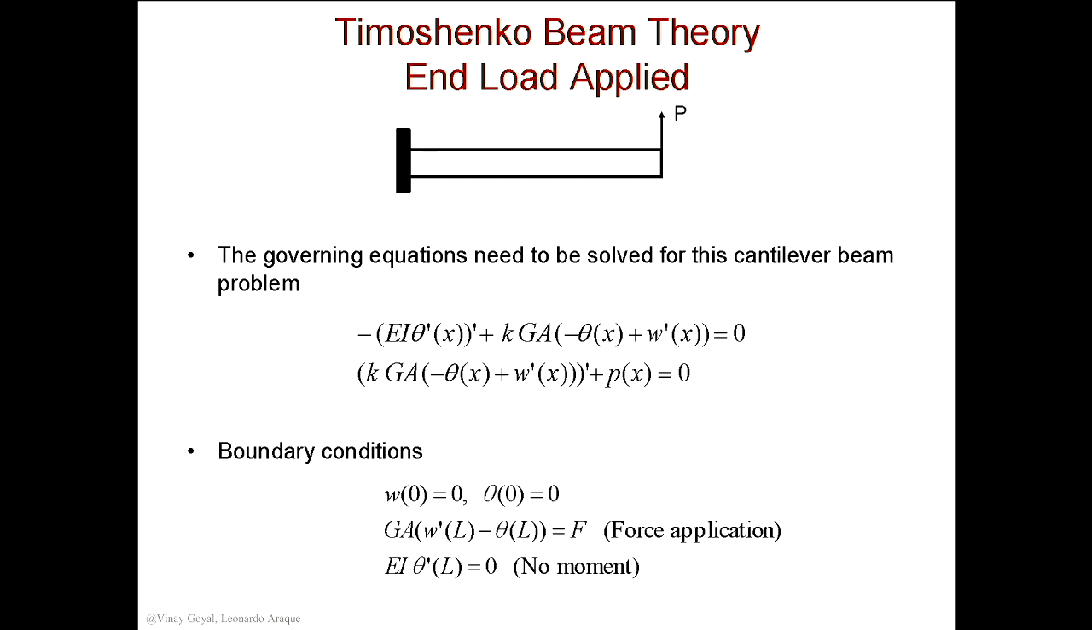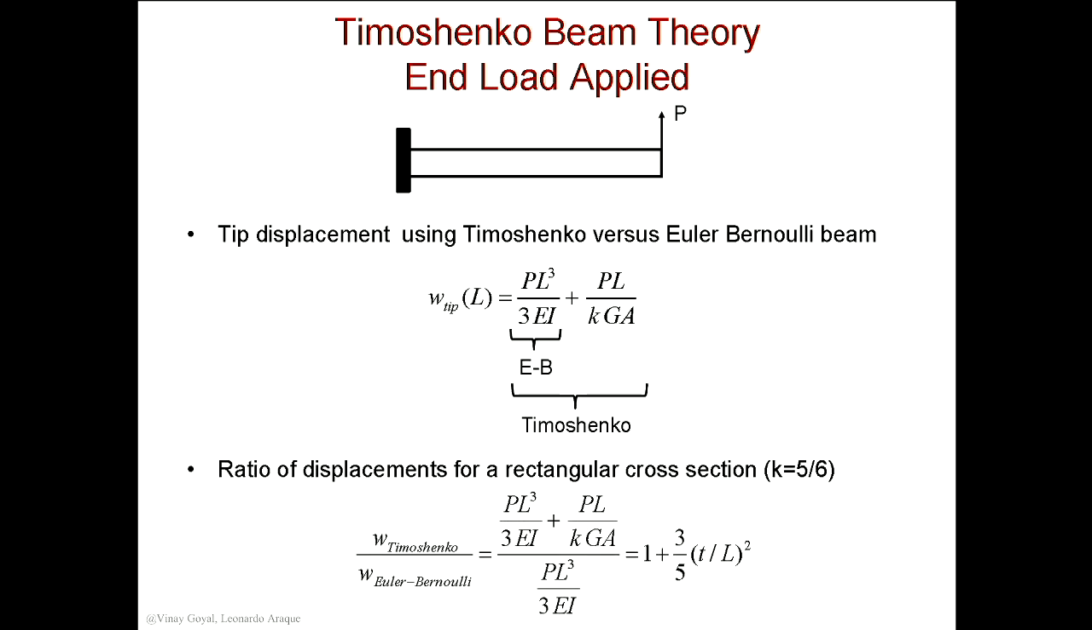Okay, so I have the two governing equations, I have the boundary conditions: a second order differential equation there, a second order differential equation here, and four boundary conditions. I should be able to get the constants. And you can do that very quickly in Mathematica. I'm not going to do that here. But when you get the tip deflection, we don't get PL cubed over 3EI in this theory. We get PL cubed over 3EI plus PL over KGA. Okay, we get this extra term that did not show up before.